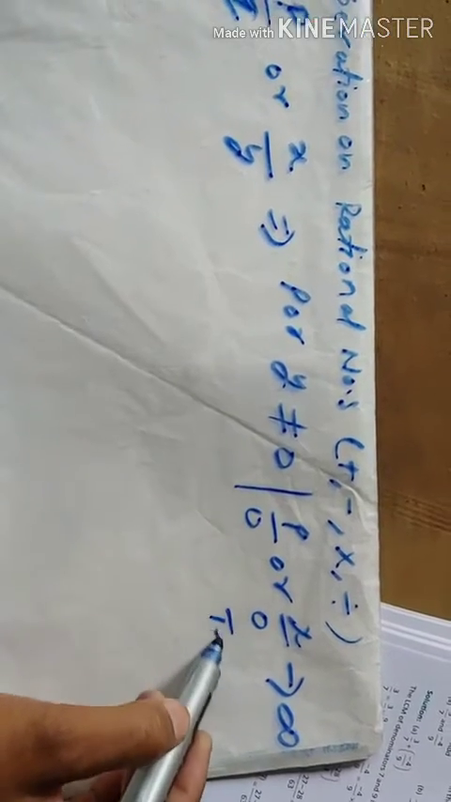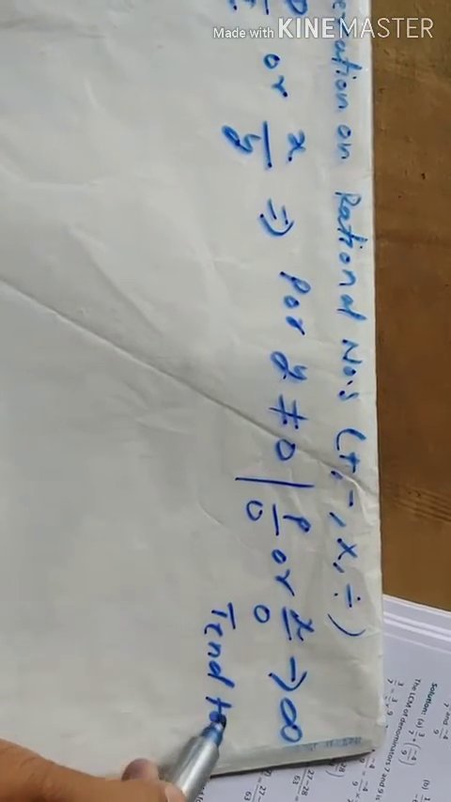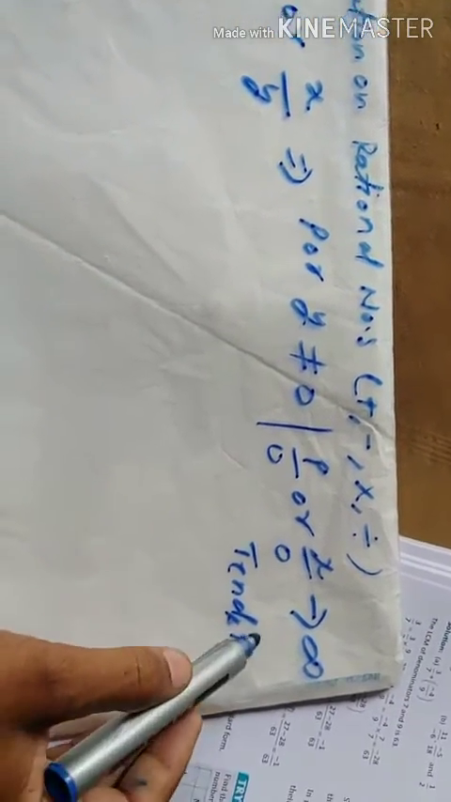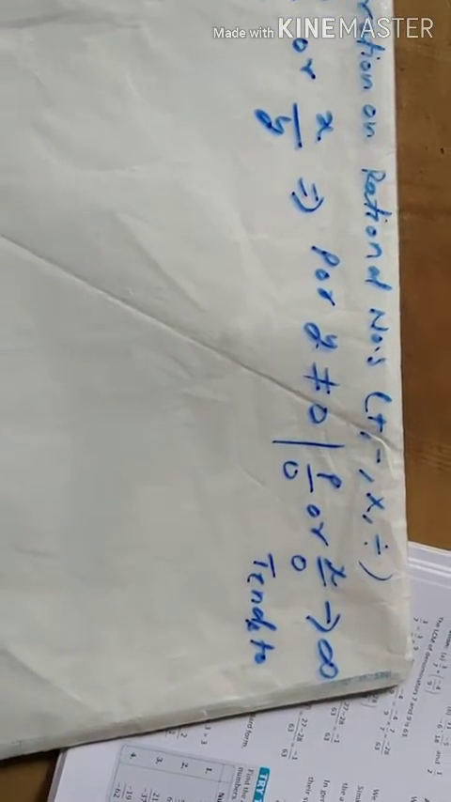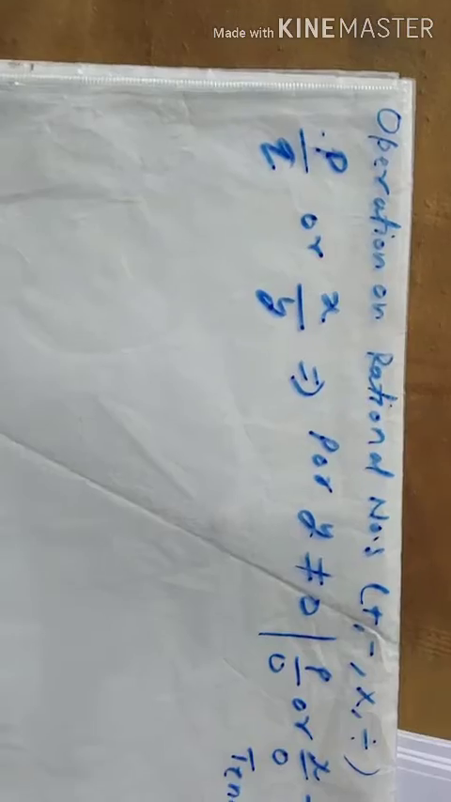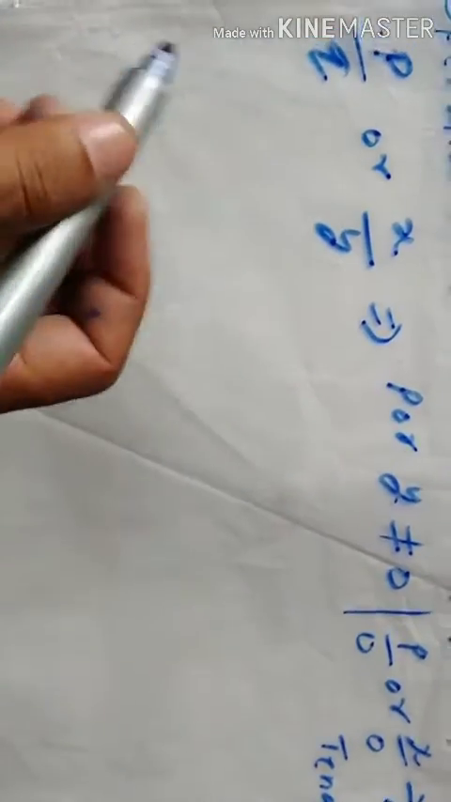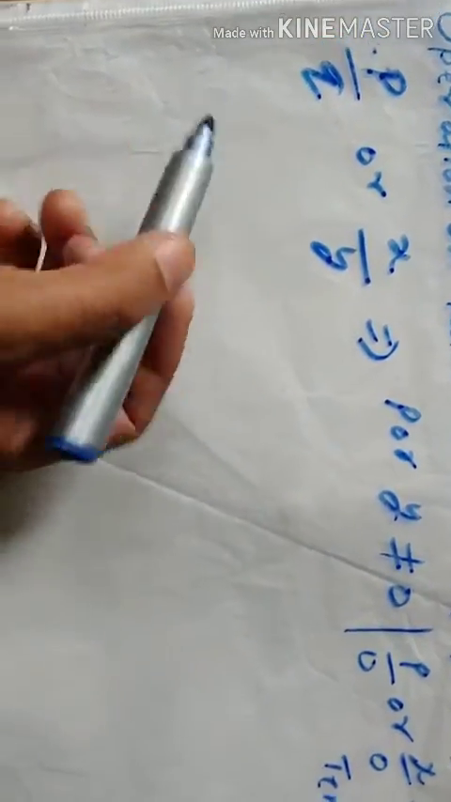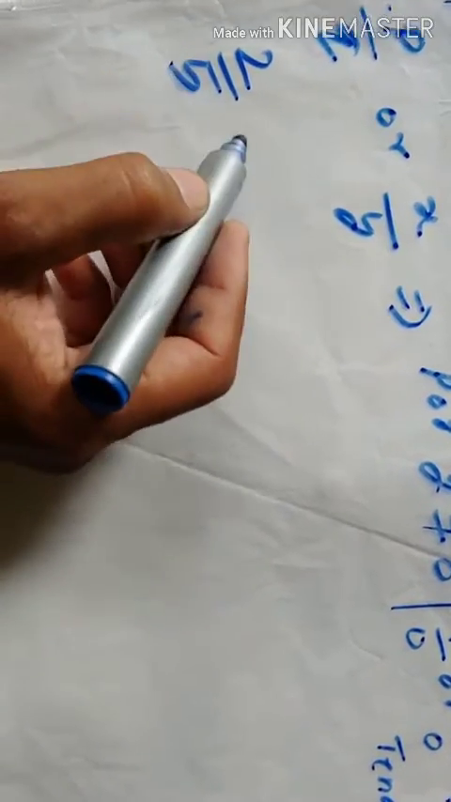It is known as tends to. Both values tend to infinity, which means it goes towards infinity, a point which can't be defined. So this is the form of a rational number. A rational number is in the form where p and q can be integers.